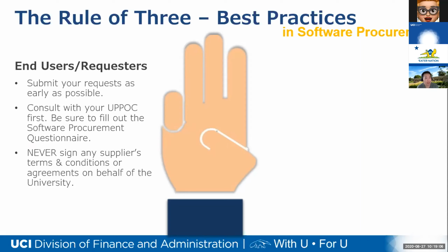Number two, we ask that you consult with your UPPOC first. Be sure to always provide them a copy of the completed software procurement questionnaire. The odds are, as I mentioned before, they're not going to know all the information needed for us to process your request. And lastly, we ask that you never sign any supplier agreements, terms and conditions, or any order forms on behalf of the university. These will need to be routed to procurement for review and signatures.